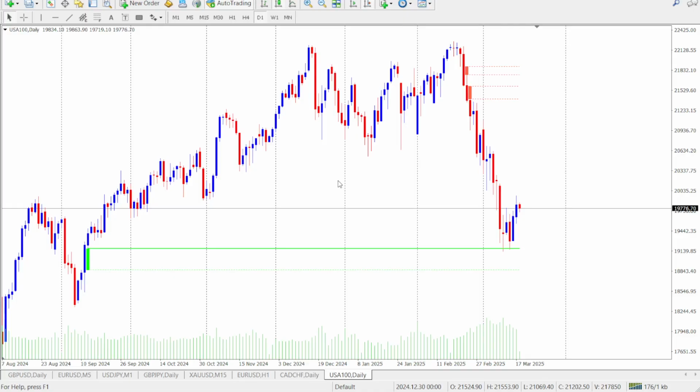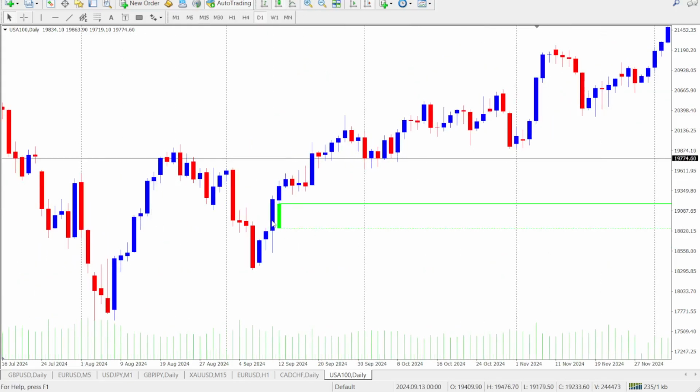Now if you are looking to enhance your technical analysis, then this is the video for you. The fair value gap indicator is a tool that helps traders identify imbalances in price action, areas where there is a lack of liquidity. These gaps are formed when a candlestick has a large body that is not overlapped by the previous or next candlestick.